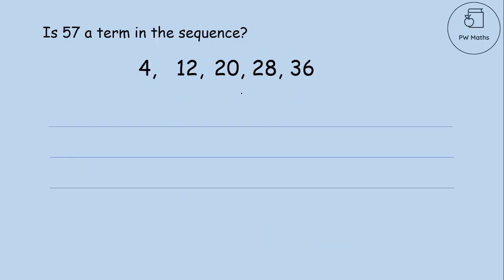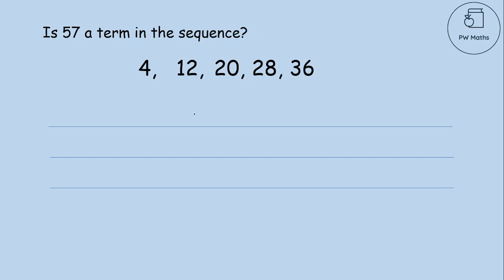You might also be asked questions like this. Is 57 a term in the sequence? Well, looking at the sequence 4, 12, 20, 28, 36, I could go about it by finding the nth term and then using an algebraic way to work this out.